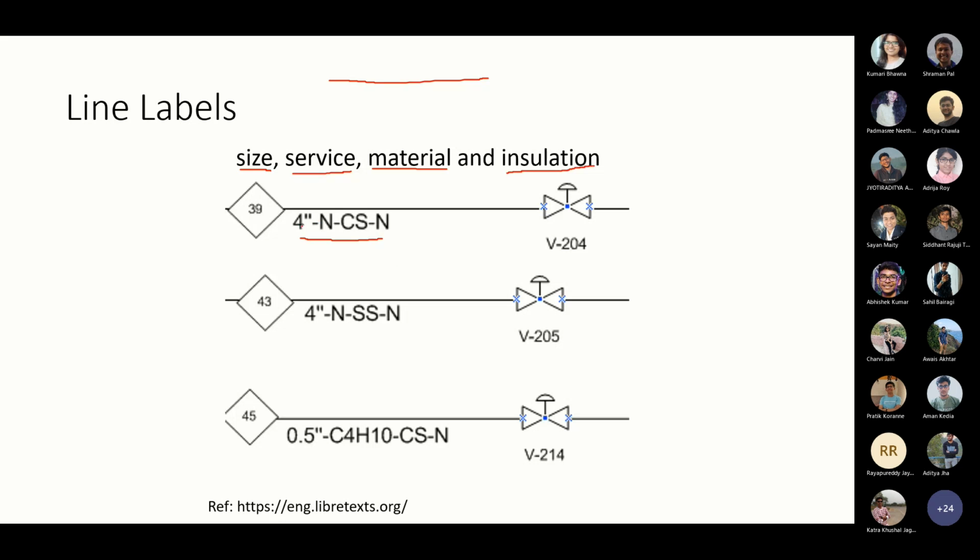For example, 4 inch. The four double lines is 4 inch, so the pipeline size is 4 inches. Nitrogen is flowing through this pipeline, and this pipeline is made of carbon steel. CS means carbon steel, SS means stainless steel. N means no insulation is provided on this one. If a line label shows like this, 4-inch N CS N, that is 4-inch pipe, nitrogen is flowing through this one, this pipe is made of carbon steel, and no insulation is there on this pipeline.